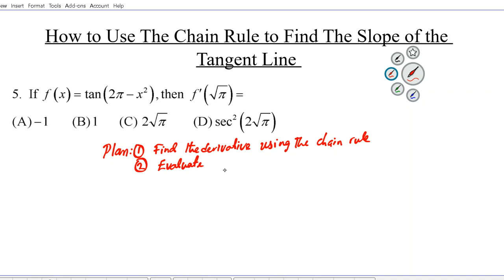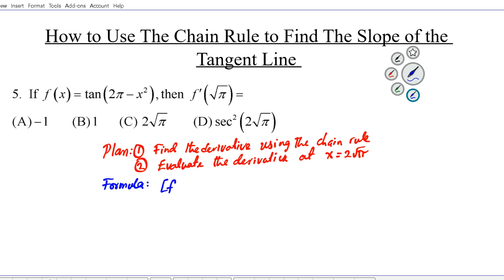Evaluate the derivative at x equals 2 root pi. So remember that you do your calculus first before you do your algebra. Okay, all right. So the main formula we're going to be using here is a chain rule formula. We went over that before, but let's just recap what it is.